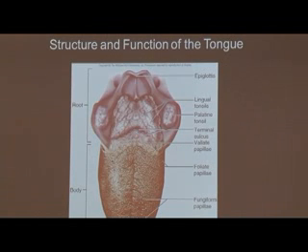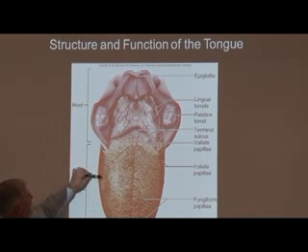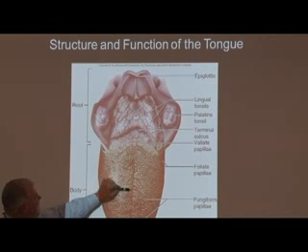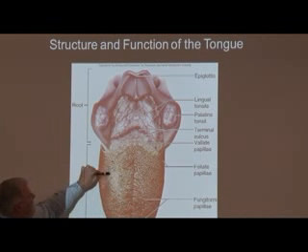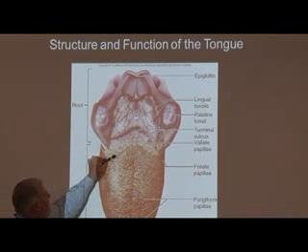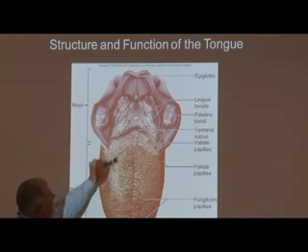So when we're looking at our tongue, this surface is the dorsum of the tongue. This is the apex of the tongue. And then we have these folds on the side here, which are the foliate papillae. These are the fungiform papillae. All the real fine ones all over the tongue are the filiform papillae, and then here's the circumvallate papillae at the back.